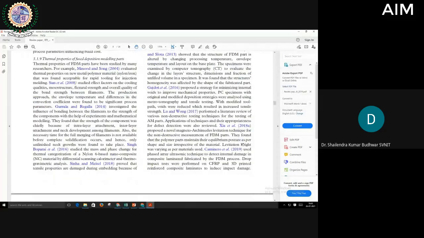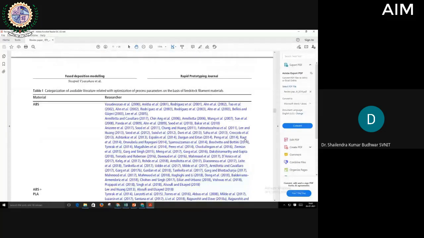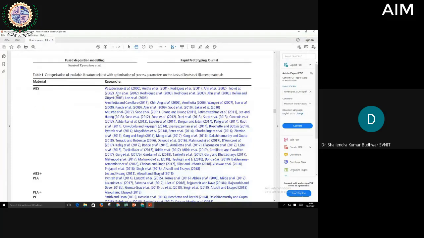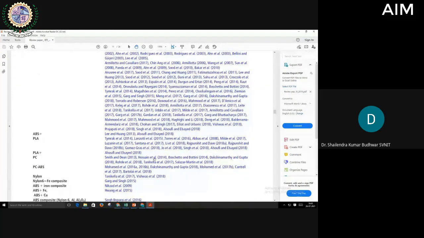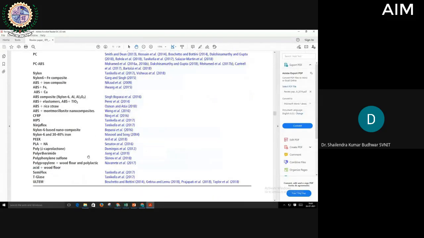So based on this review, we have listed research work which has been done worldwide based on the material. For ABS material, all these researchers have done some work: ABS, ABS plus, PLA, PLA plus, PC, nylon 6, ferrous composite, ABS plus iron composite. So a large number of materials are being researched for FDM printing.